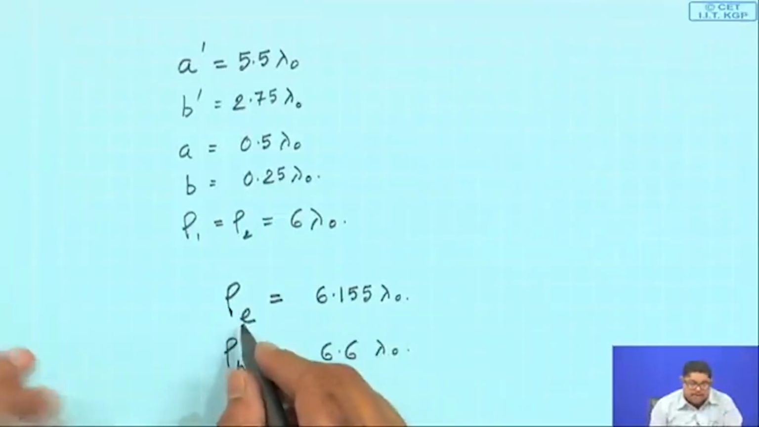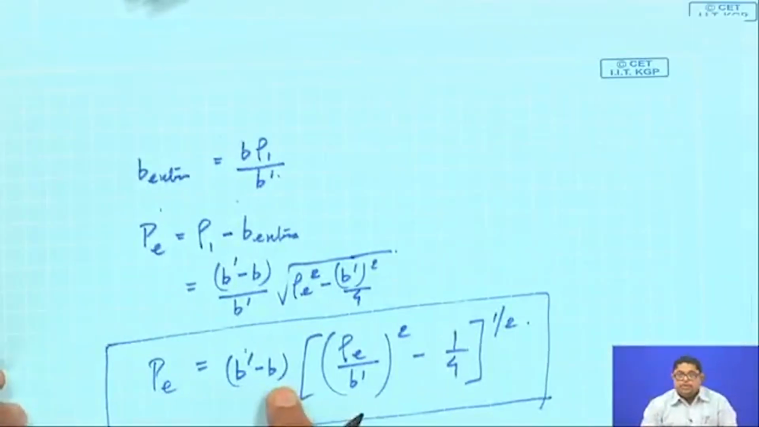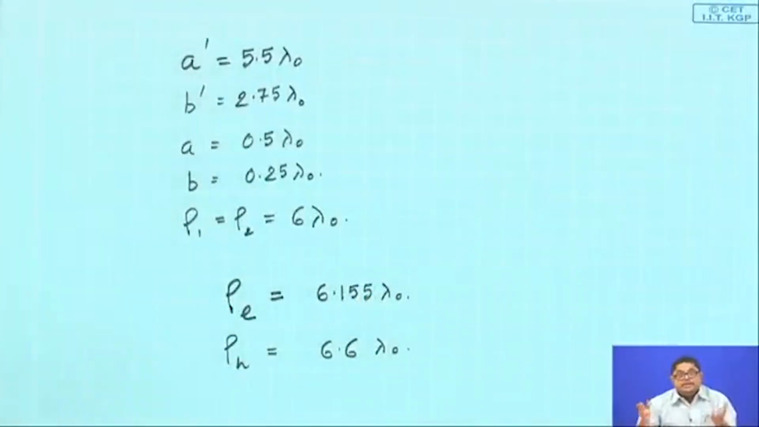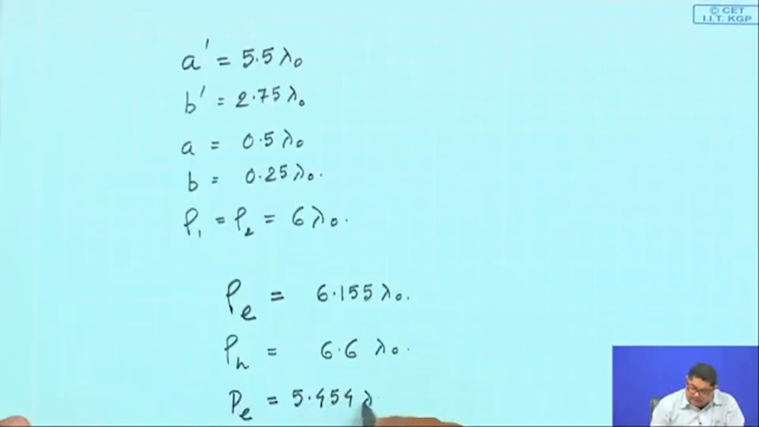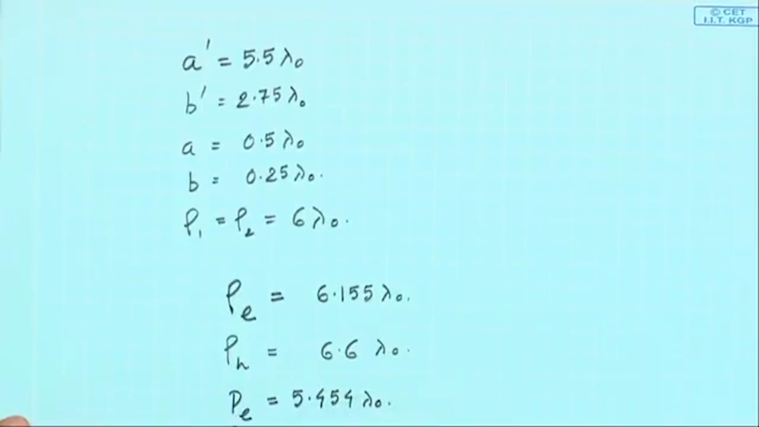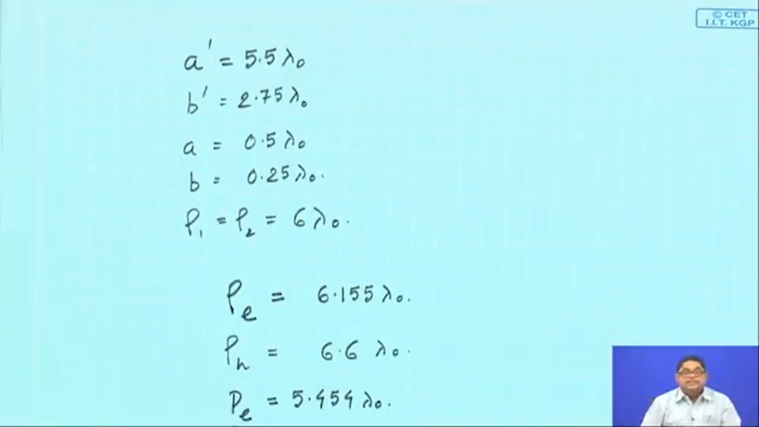So, once you get rho E, you see the expressions, since you know B dashed, B and rho E, you can easily get P from here. Similarly, from the other equation you get P H, and check whether they are equal. You will see that P E becomes 5.454 lambda naught and P H is 5.454 lambda naught. So, the horn can be constructed physically.